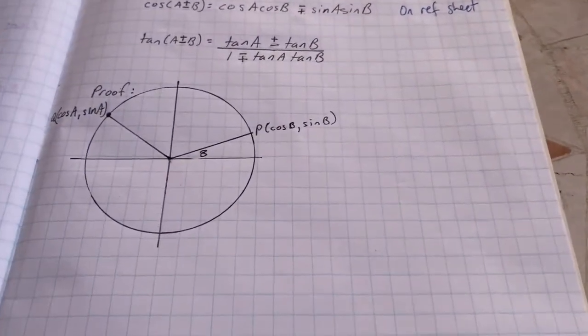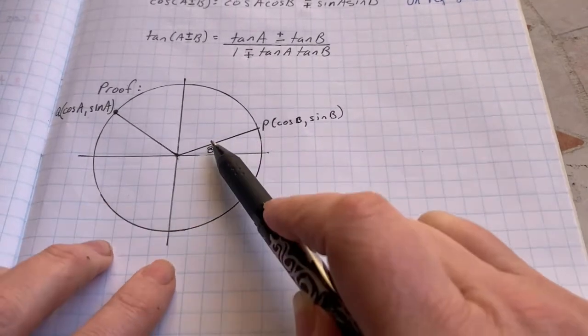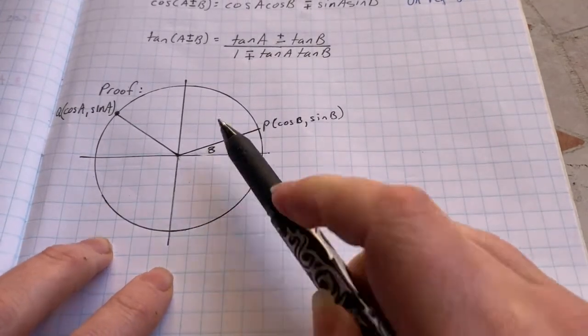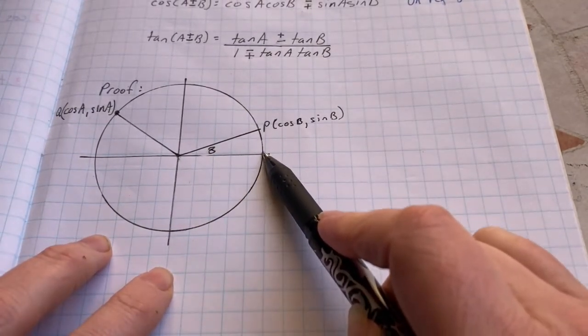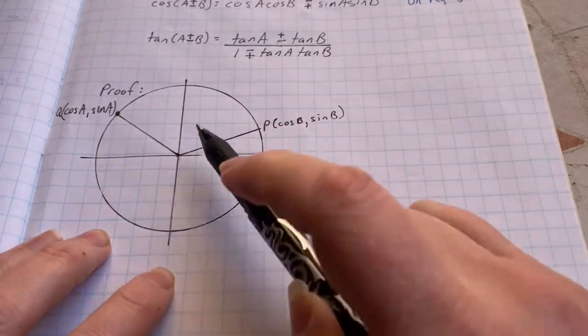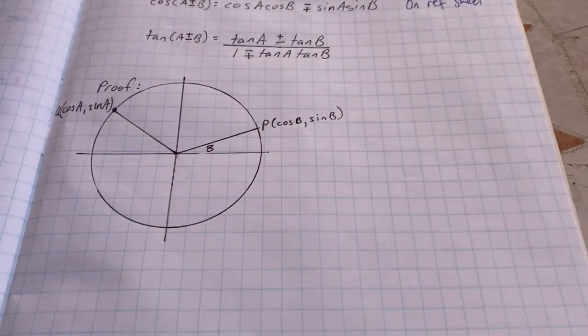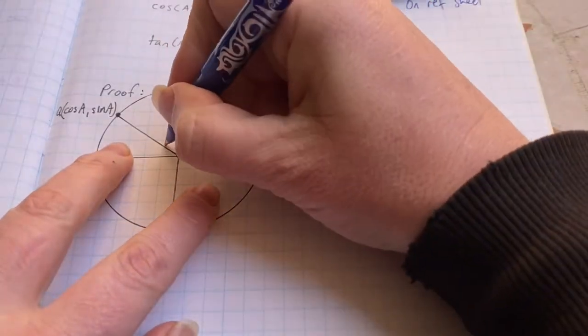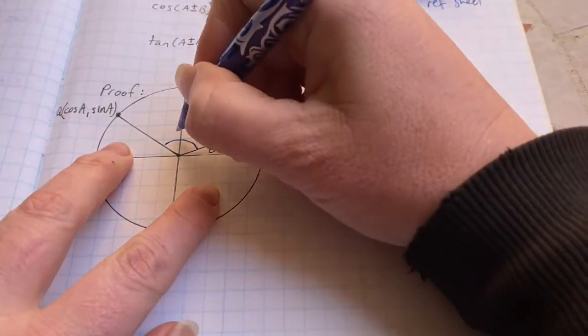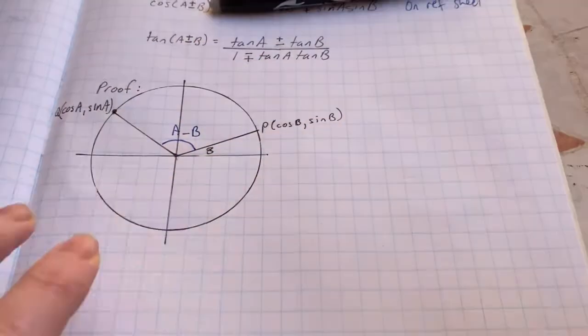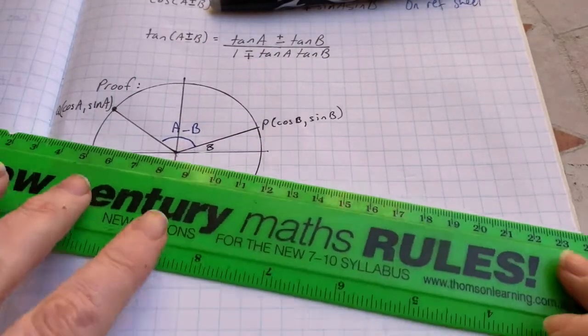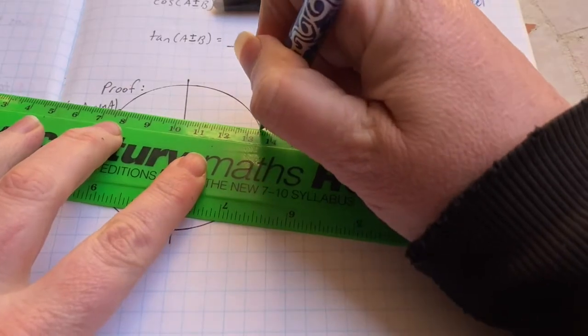So if you look down here, I've drawn a unit circle. This angle here is B, and the whole angle from 0 around to this one is A. So the angle in the middle is the difference between those. So this angle here is A minus B. So I'm going to join those lines up to make a triangle.